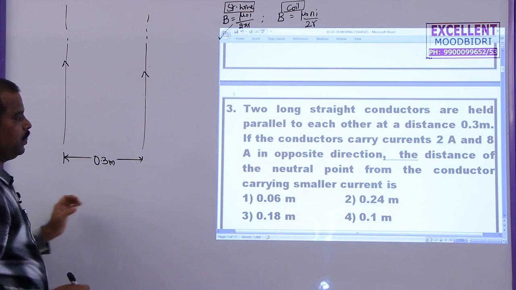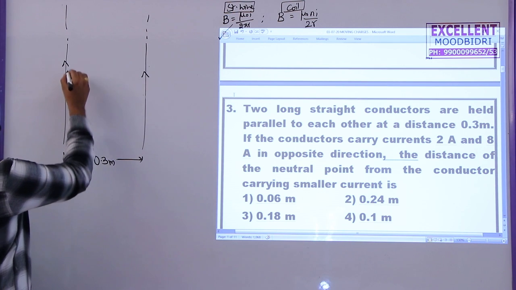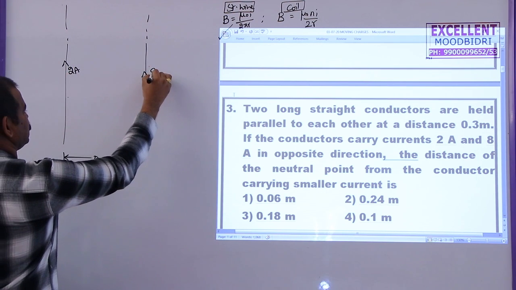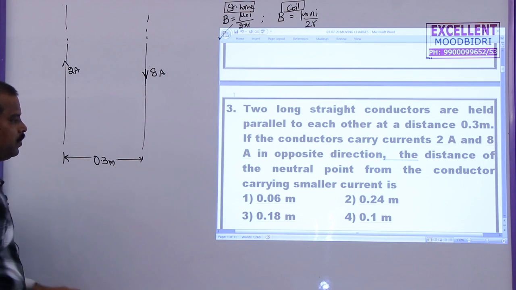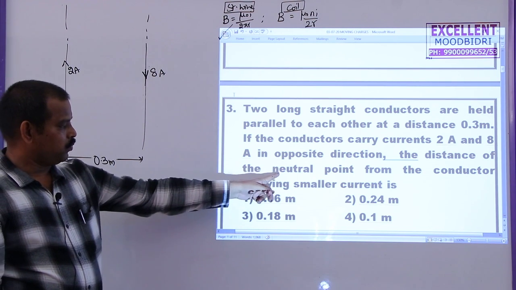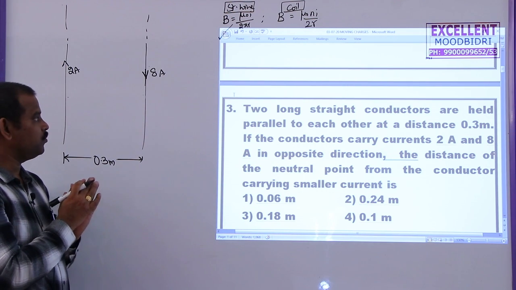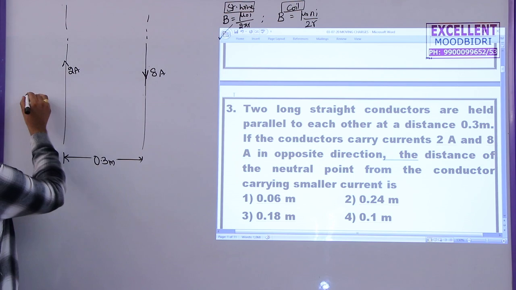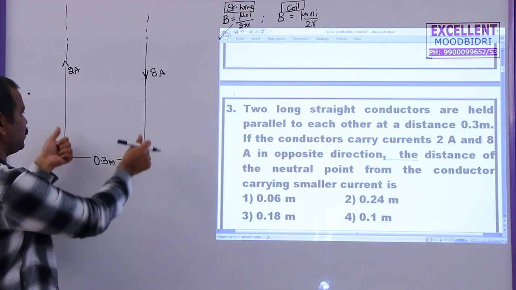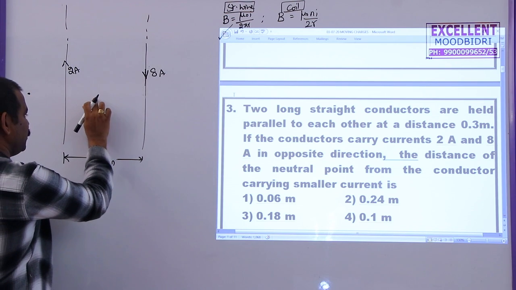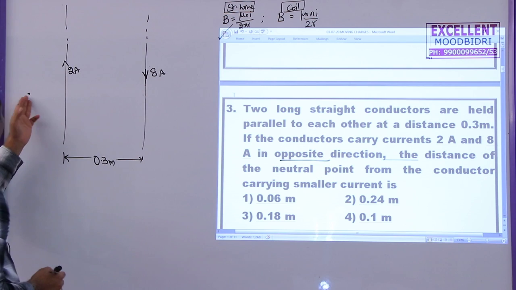Two long straight conductors held parallel to each other at a distance of 0.3 meter. If the conductors carry currents 2 and 8 amperes in opposite directions, this is 2 amperes, let us say this is 8 amperes, but in opposite directions, that means it is flowing down. Now, the distance of the neutral point from the conductor carrying smaller current. Always the neutral point will be formed away from the system if these two are carrying current in opposite direction. If they are carrying current in the same direction, the neutral point will be formed between the conductors. For opposite direction, the neutral point will be formed away from this one.